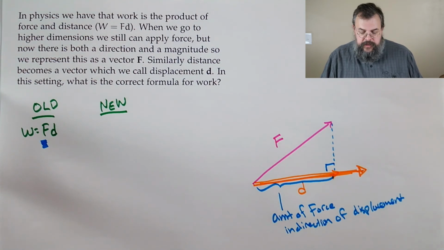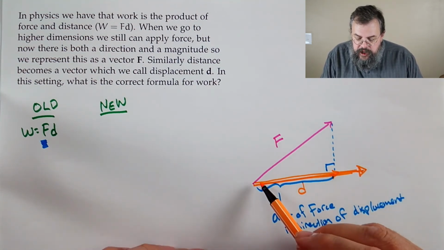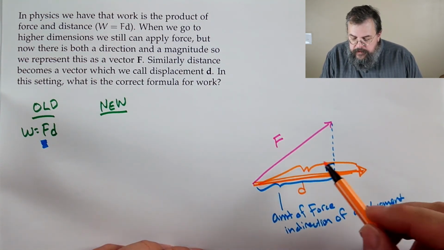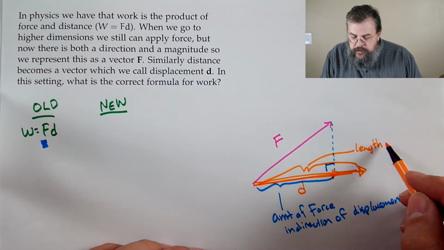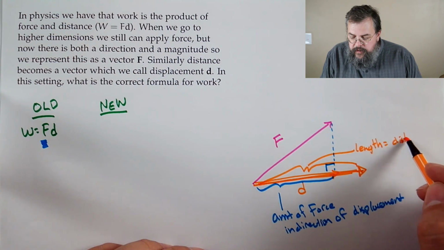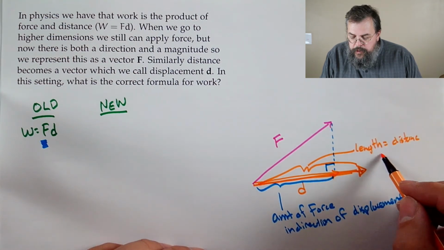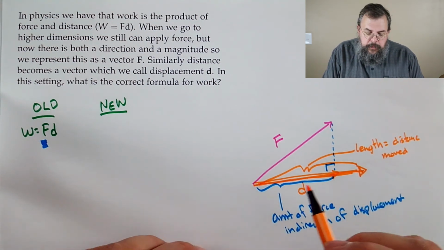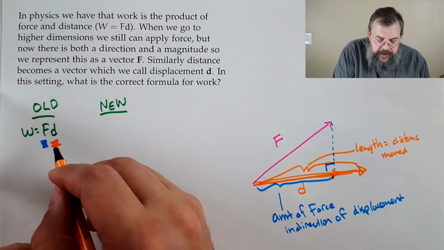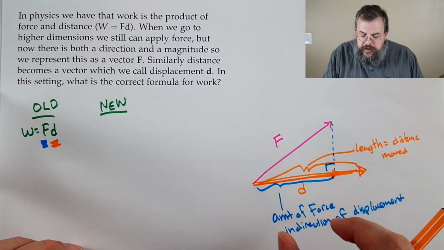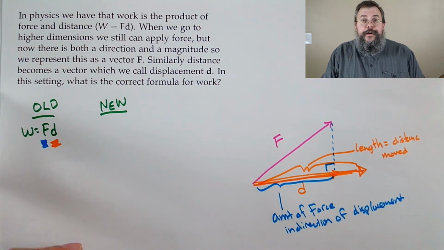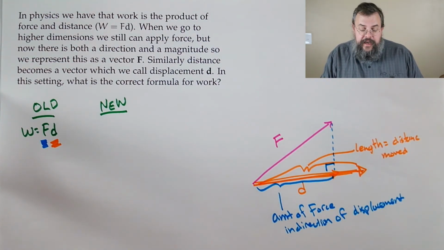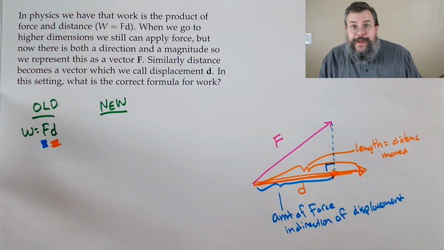On the other hand, if we look at the length here, so this length is equal to the distance that we moved, which means it's that part right there. So what we want to do is figure out the length there, the length there, multiply things together, and then we have our new formula. Well, let's dig into it.